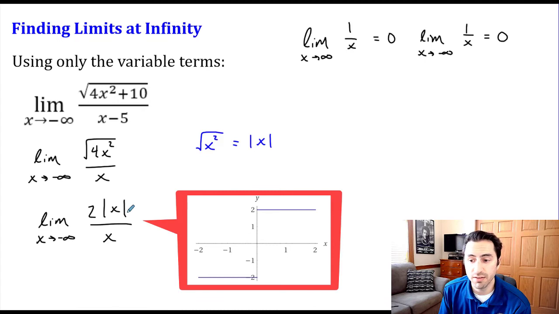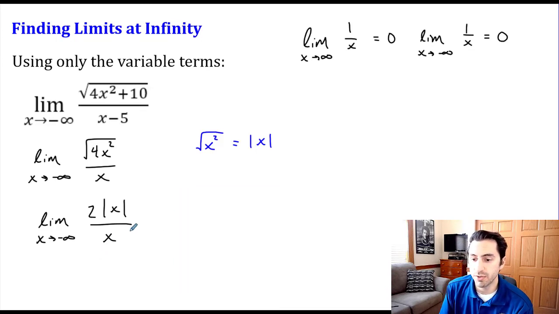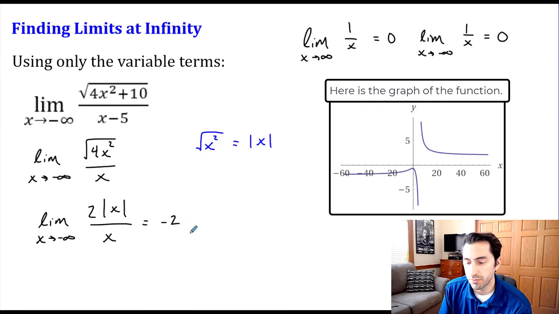If I do negative 100, same idea. We end up with positive 100 in the numerator, negative 100 in the denominator. So hopefully you can see here, for every single negative number I plug in, I'm going to end up with negative 1. And then multiplying that by 2, we get negative 2. So that means our limit, as we approach negative infinity, is equal to negative 2.